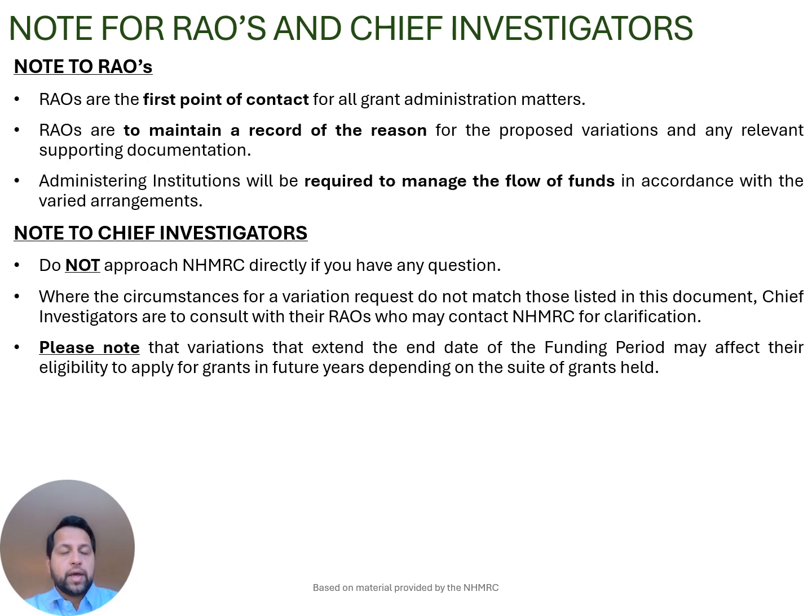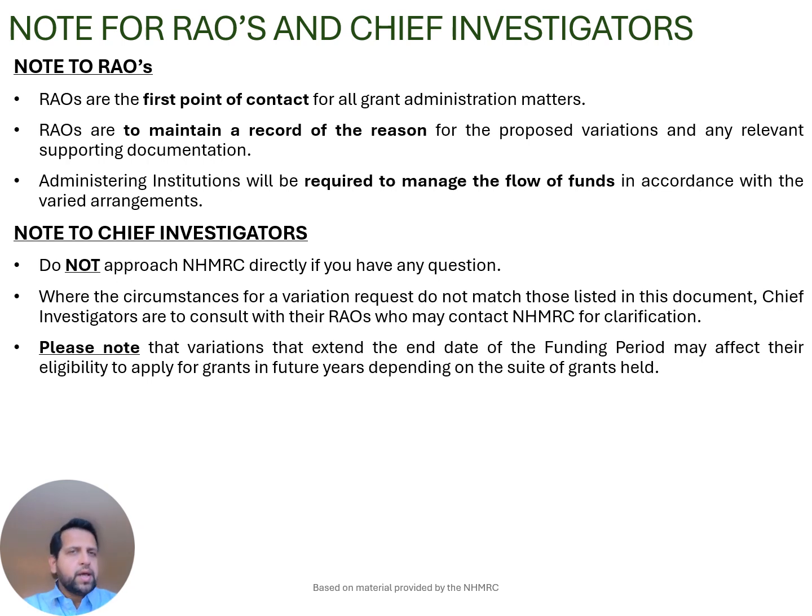One more important thing to note is if you extend your grant. For example, if the grant was due to finish in 2025, but then you say, hang on a minute, I want to extend the grant to 2026. If that happens and NHMRC approves your variation request, yours and the other chief investigators' eligibility to apply for new grants gets impacted as well. It's not just you, but 9 other people.